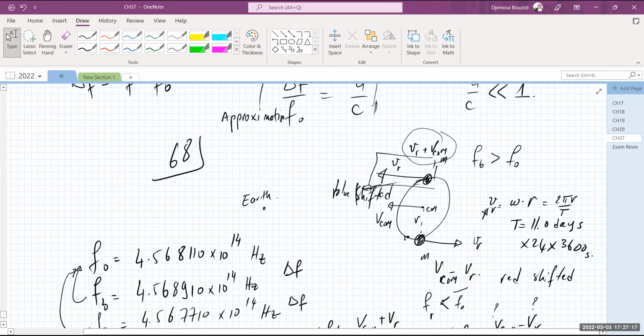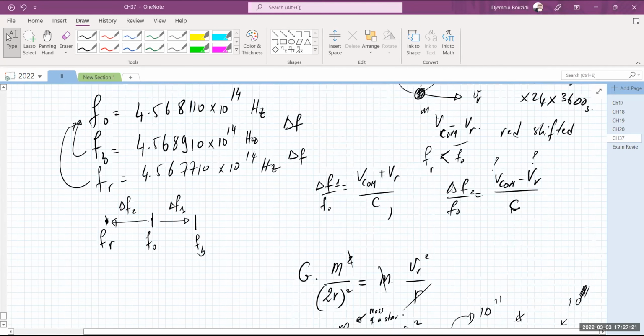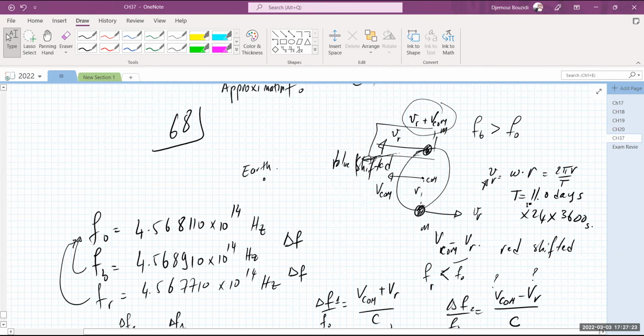And here, it's going to be still a big number, okay? Because they're only 11 days. They're very close. Remember, Mercury, which is the closest planet to the sun, is moving fast, okay? But it's already very, very far away compared to the stars.